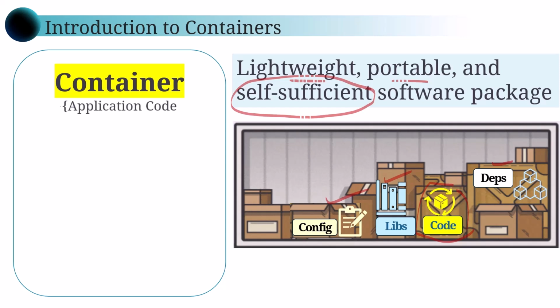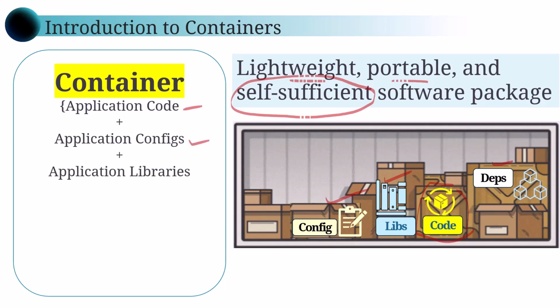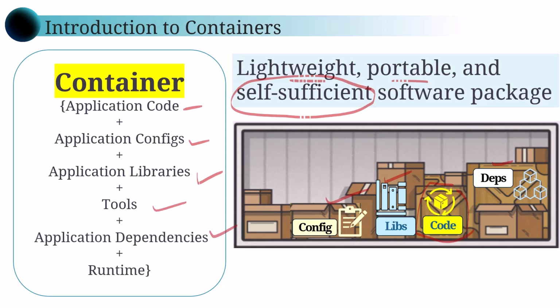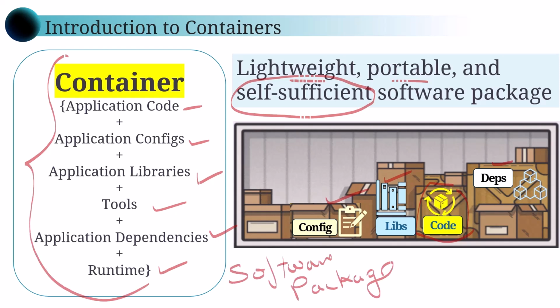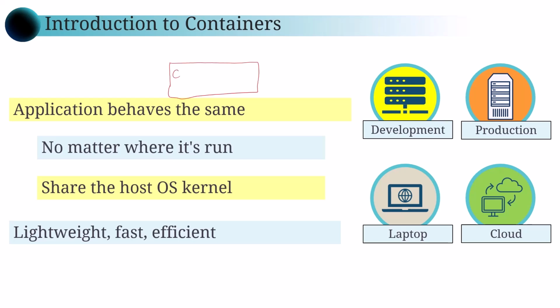A container is a self-sufficient package which has your application code, your application configs, your libraries, the necessary tools, application dependencies, and finally the runtime. And they bundle that into a software package. Because the container has the code, its dependencies, and its configurations, the application behaves the same no matter where it runs. If you run the container in dev, production, your laptop, or your cloud, it will run the same no matter where. Because the container shares an operating system kernel, it's lightweight, fast, and efficient.